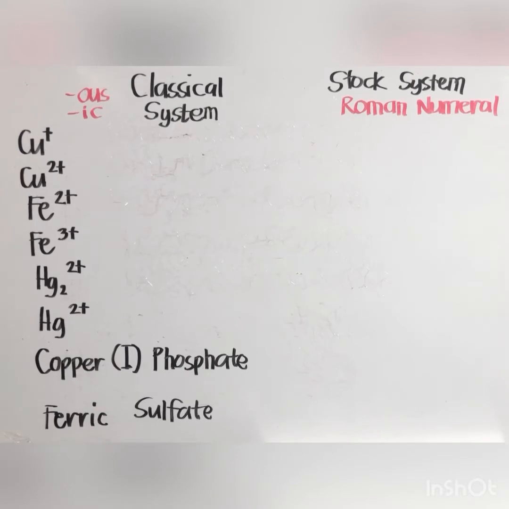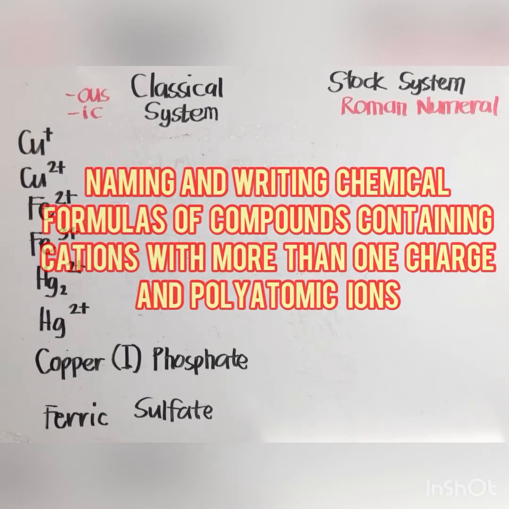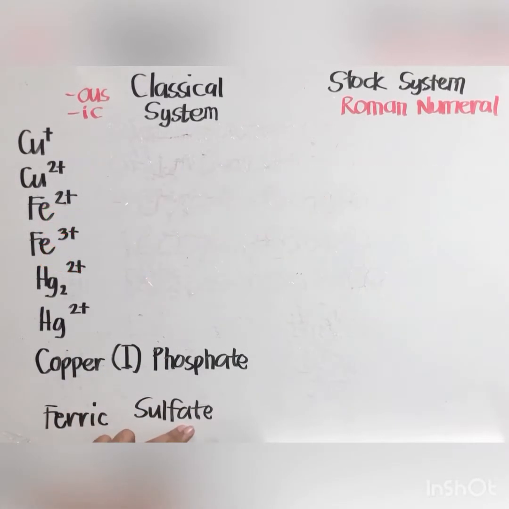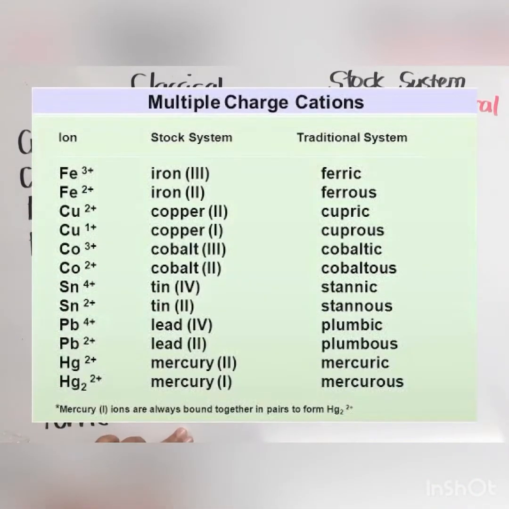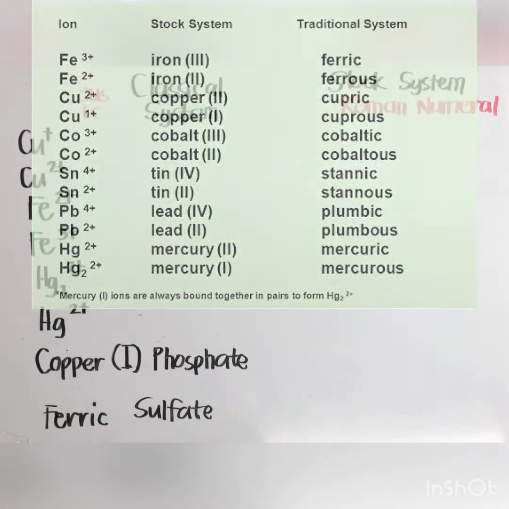So today we are going to continue discussing naming and writing chemical formulas of compounds, but this time we're going to pay attention to those compounds which are combinations of our cations with more than one charge and our polyatomic ions. So I know you've heard maybe somewhere else the cuprous and the cupric, the ferrous and the ferric, and all other cations with more than one charge. In order for you to get familiarized with their different charges, make sure you have yourself provided with a list of these common cations with more than one charge.